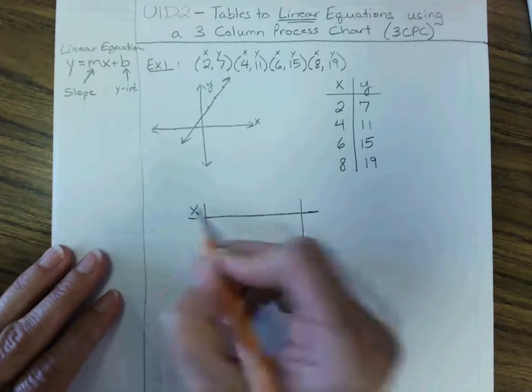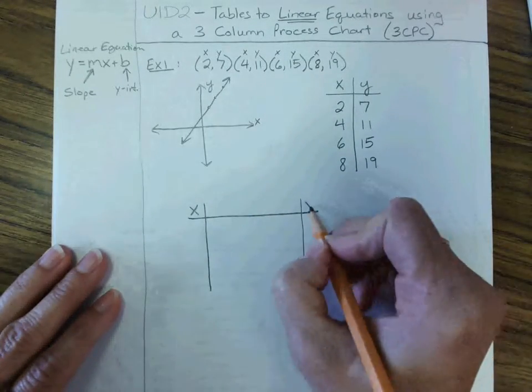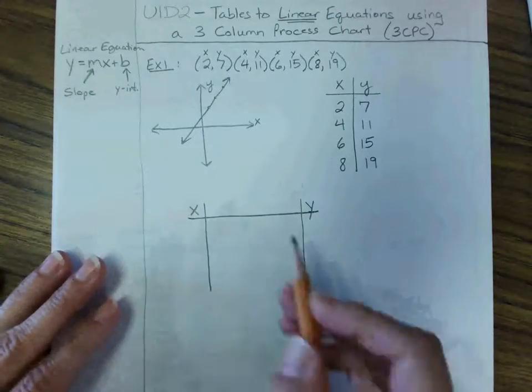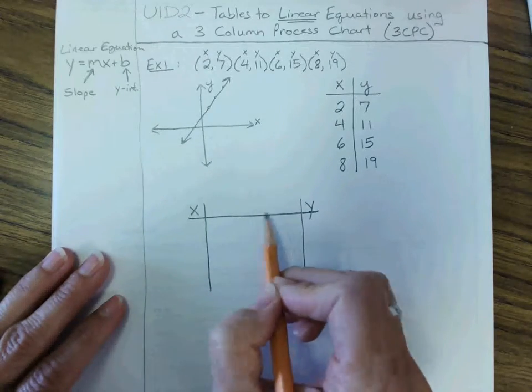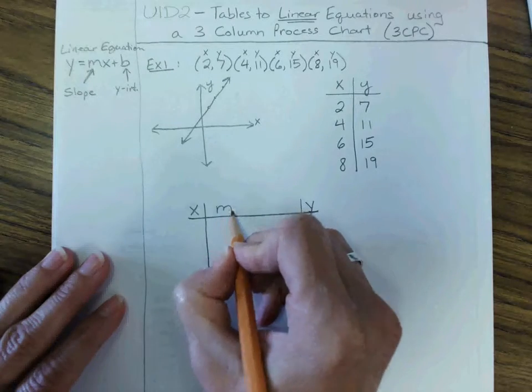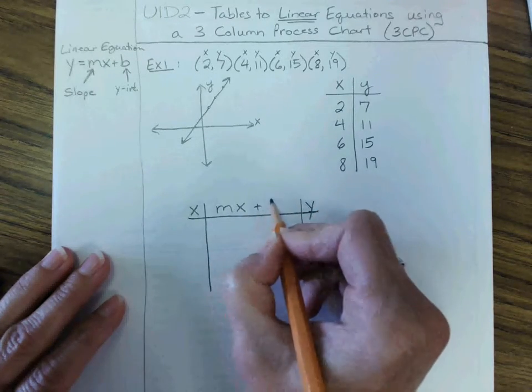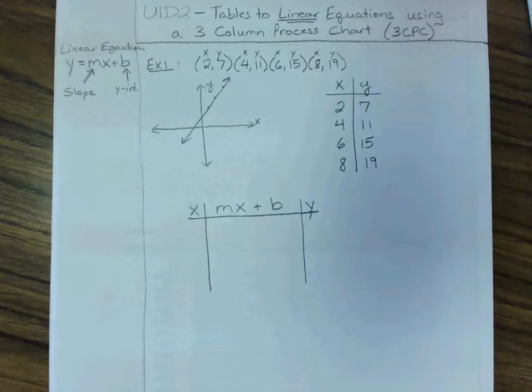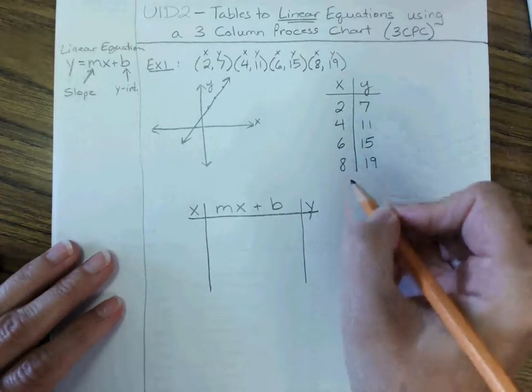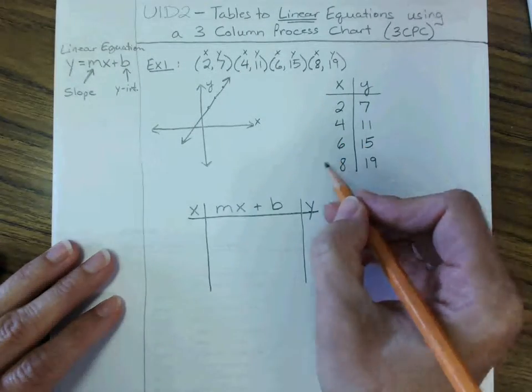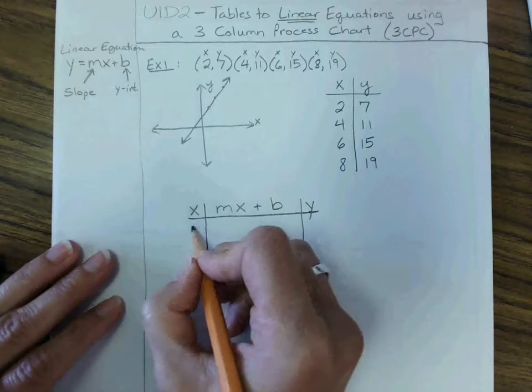So my x values are still going to go right here. My y values are still going to go right here, but I've got to find my linear equation, which is going to be my mx plus b. Okay? So my x values are from my x column in my table. I'm literally just going to write them down here.